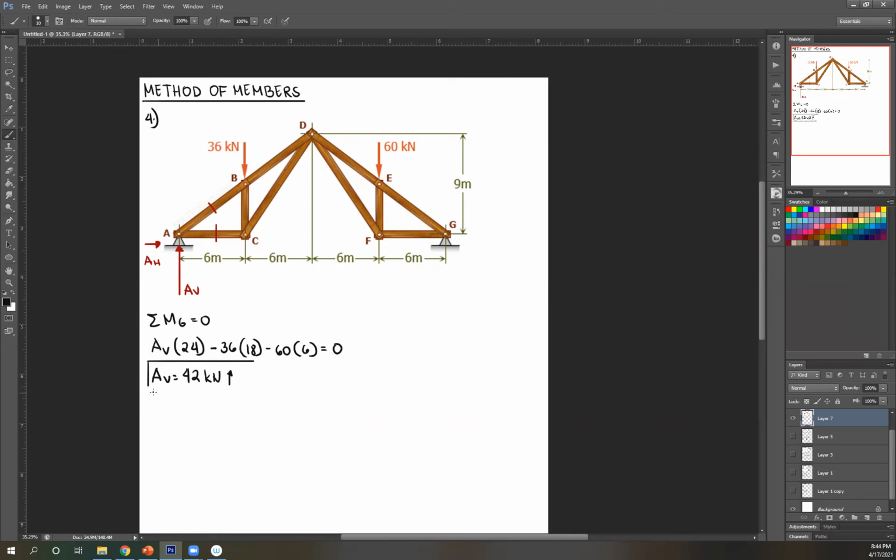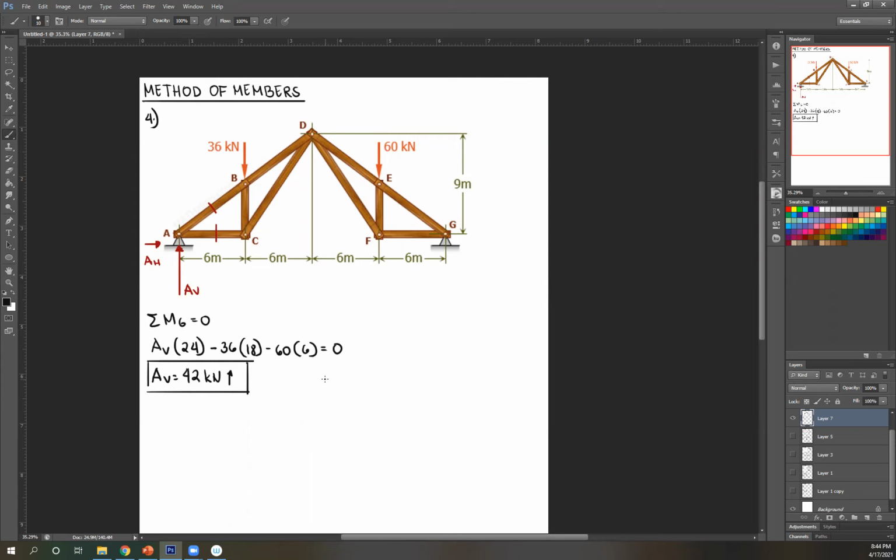Now what about AH? The other support is another hinge. So therefore AH is not 0. Okay? Because there's going to be a horizontal reaction here as well, GH. Right? So no, AH is not 0.